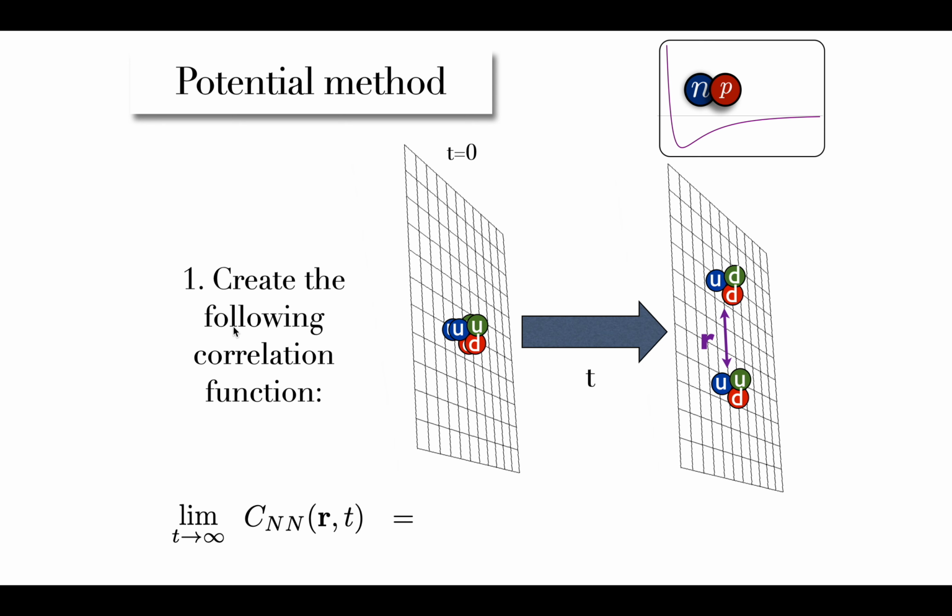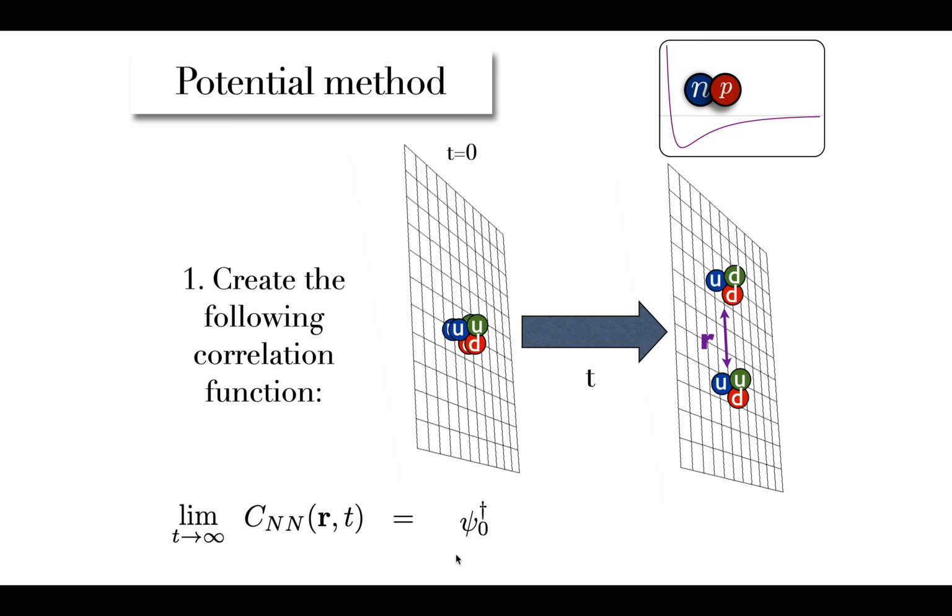So what we're going to do is create the following correlation function. We put down an operator for two nucleons at the source, t equals 0. We go to a later time and put down an operator for the two nucleons separated by some distance r. And we calculate this for all possible r's on the lattice. And so we go to large Euclidean time, as usual, where we can pick off a single state.